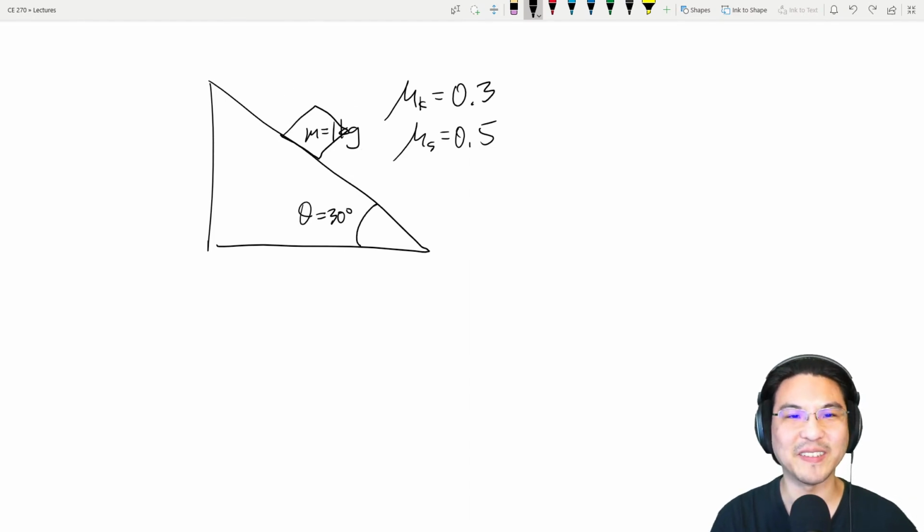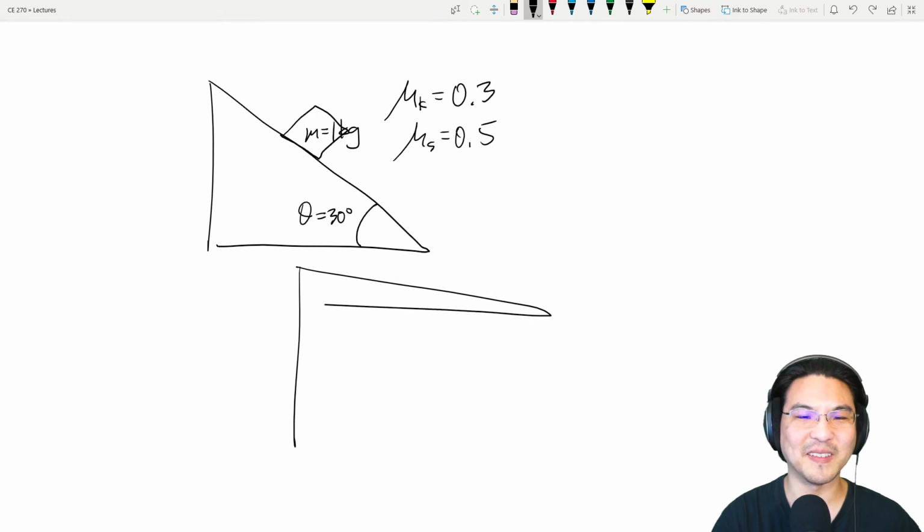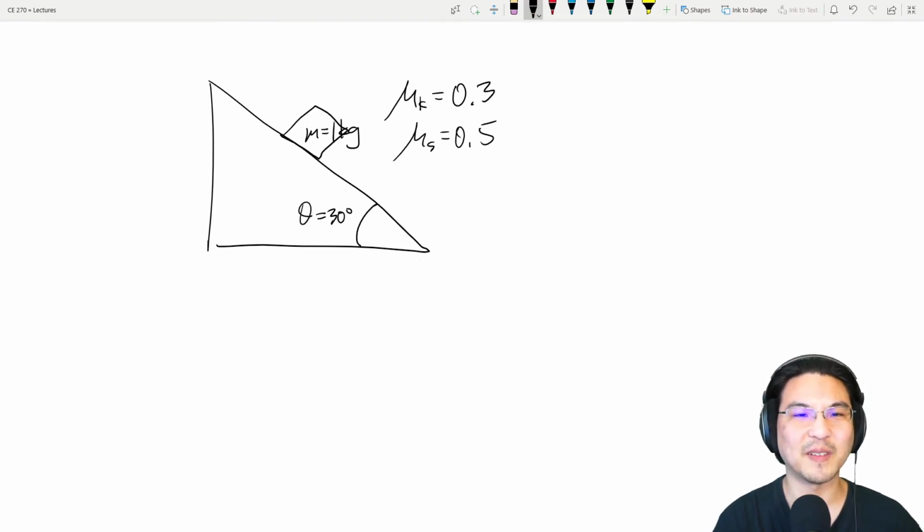I don't know. I have no idea. If the ramp were really steep, I'd be pretty confident it'll slide. If the ramp had a really small angle, then I would maybe guess it's not going to slide. So for something like this, I'm not sure. It's kind of in between. So how do we figure that out?